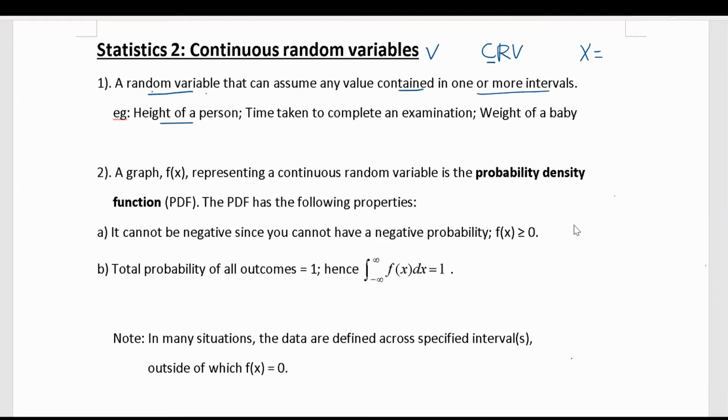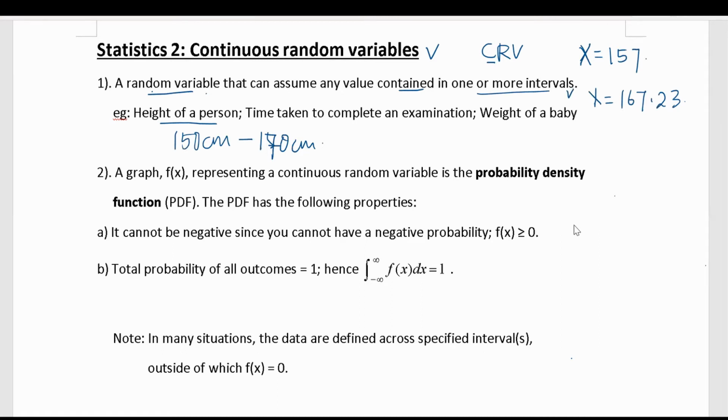For example, the height of a person. Let's say a person's height lies between 150 and 170 cm. So this person's height can be a continuous random variable. Let's say this person's height is more than 157 cm. Is it possible? Yes. Or can this person's height be 167.23? Yes, right? It can take any value in the interval.